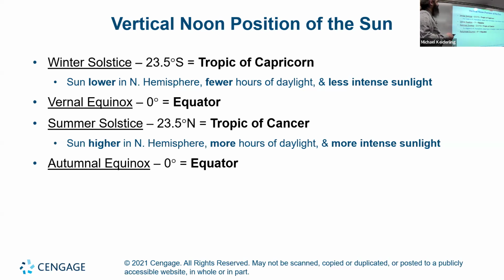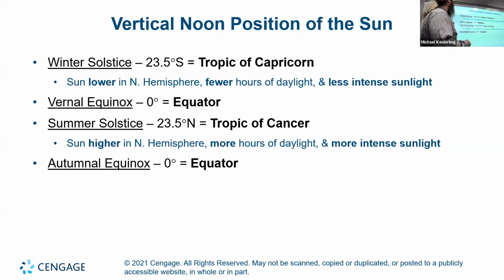So at the winter solstice, the sun is lower in the northern hemisphere. There are fewer hours of daylight, and the sunlight is less intense because it's at a shallower angle. We get less heat from the sun because the same light is spread out over a bigger area. And in the summer, the sun is higher in the northern hemisphere. There are more hours of daylight, and the sunlight is more intense.